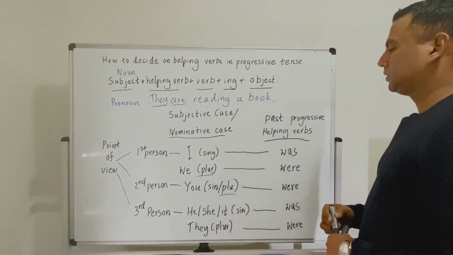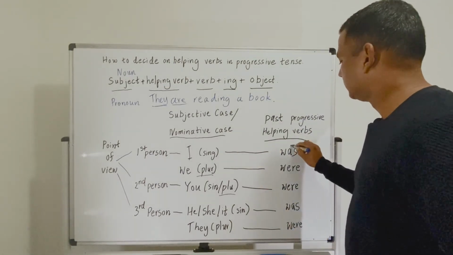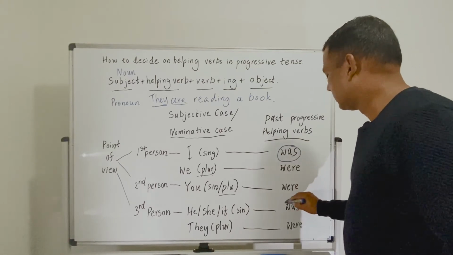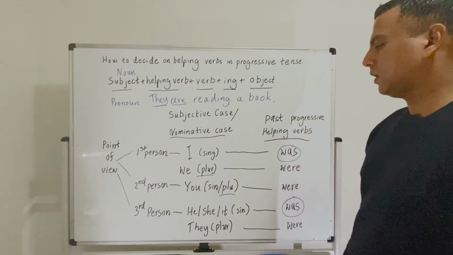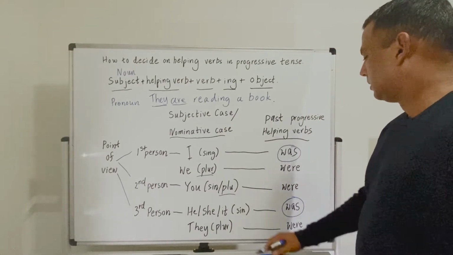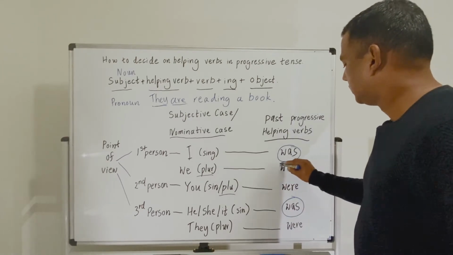Here also I think you can see a pattern. For singular, we have used was on both occasions, under first person I and under third person he, she, it. But for the plurals, we have used were.